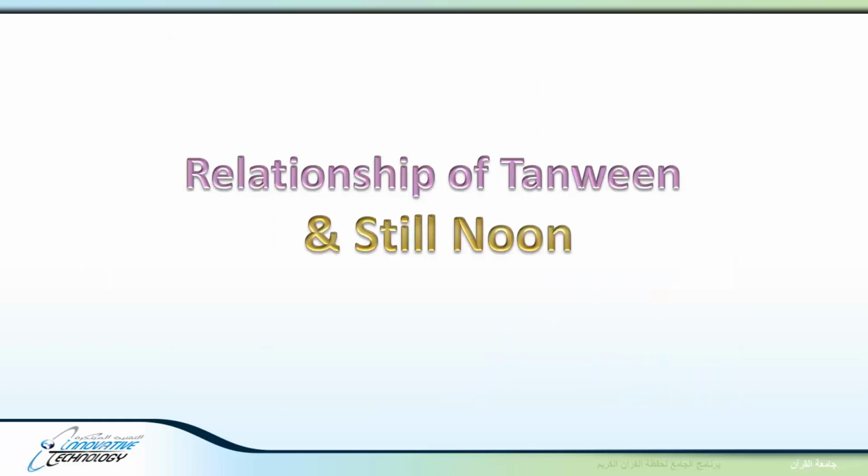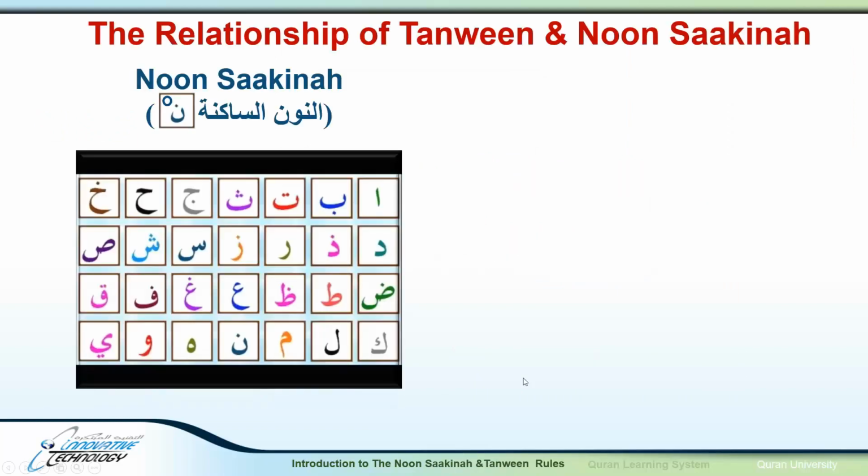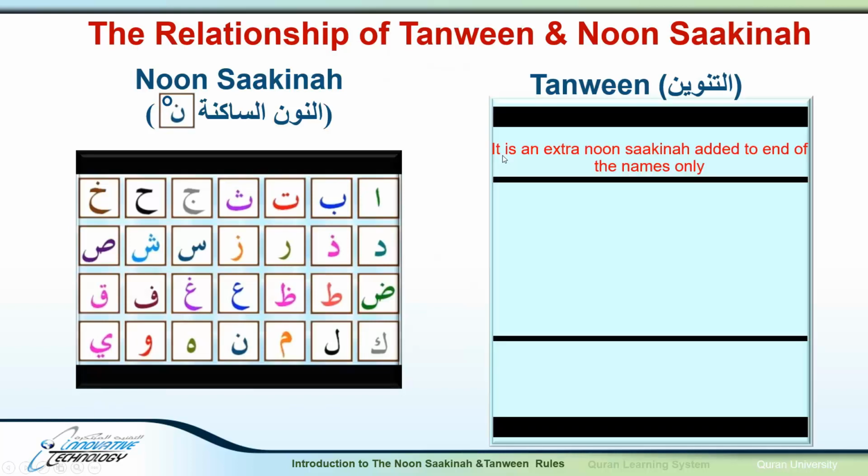Now, we're going to remind you of the relationship of Tanween and Nun Sakinah. So, what's Tanween and what's the relationship of Tanween and Nun Sakinah? As we said, Nun Sakinah is basically one of the letters of the alphabet with a sukun, which is still, meaning having no harakah, no movement. Now, the Tanween is an extra Nun Sakinah added to the end of a name, any name.